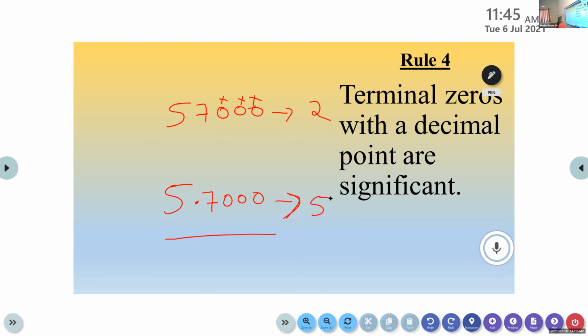Why? Because there is a decimal point after 5. Here the terminal zeros are with a decimal point, and the terminal zeros with a decimal point are significant. So these three terminal zeros are here after the decimal point, so we need to consider these three also. So here the significant digit count of this measured value is 5. Is it clear? Anila, is there any doubt? No. Okay. So now we can move to the next rule.